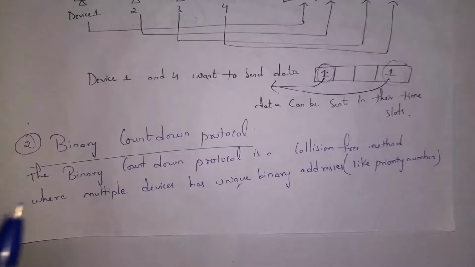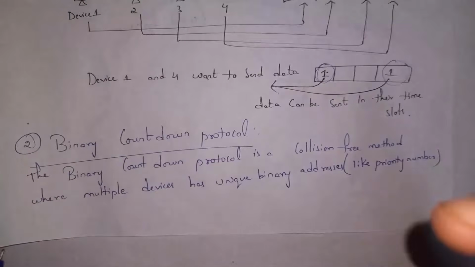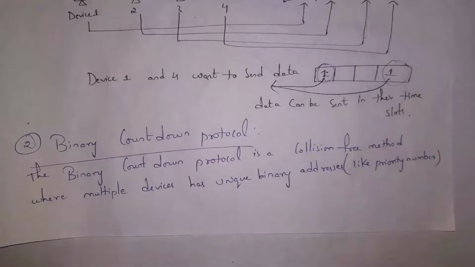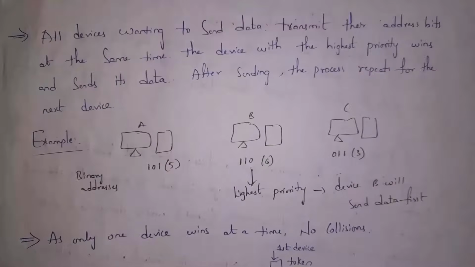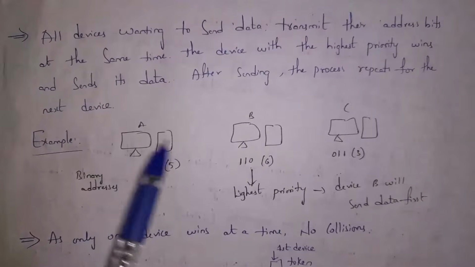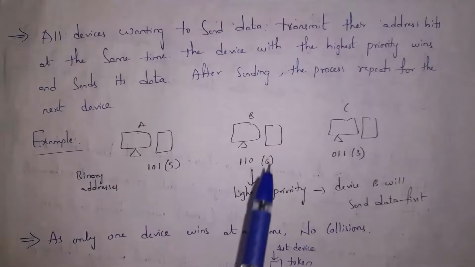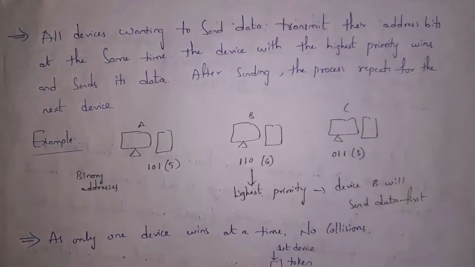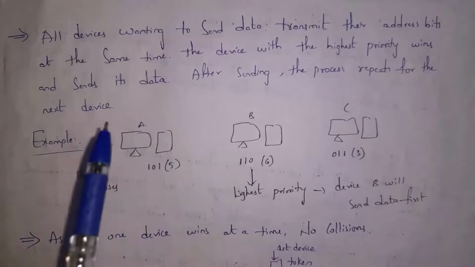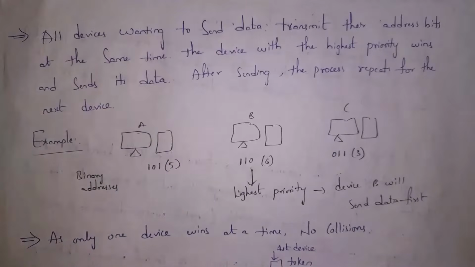As the name itself says, binary countdown. Here, each and every device is given one unique binary number. We also call this unique binary number the priority number. I'll give one example. Just for example, there are 3 computers in the network. All these computers want to send data at the same time. Binary countdown protocol will give unique binary numbers to each and every device. It will allow only the single computer with the highest binary number to send data.